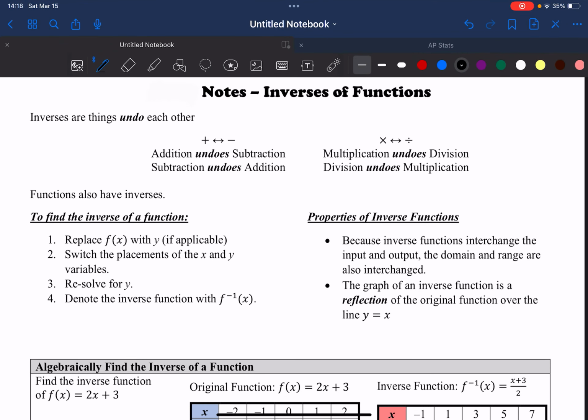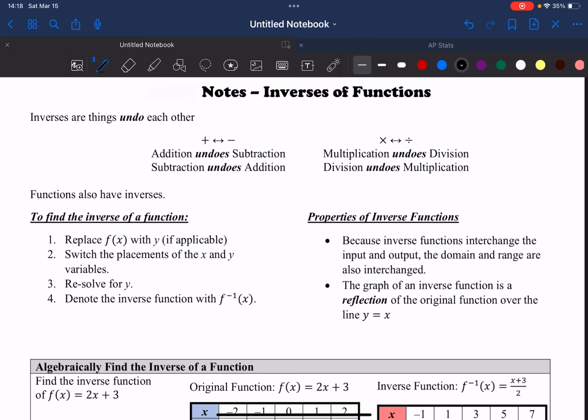Okay, notes, inverses of functions. Inverses are things that undo each other. For example, addition undoes subtraction, and subtraction undoes addition. Same with multiplication and division. Since they're opposite functions, they undo each other.